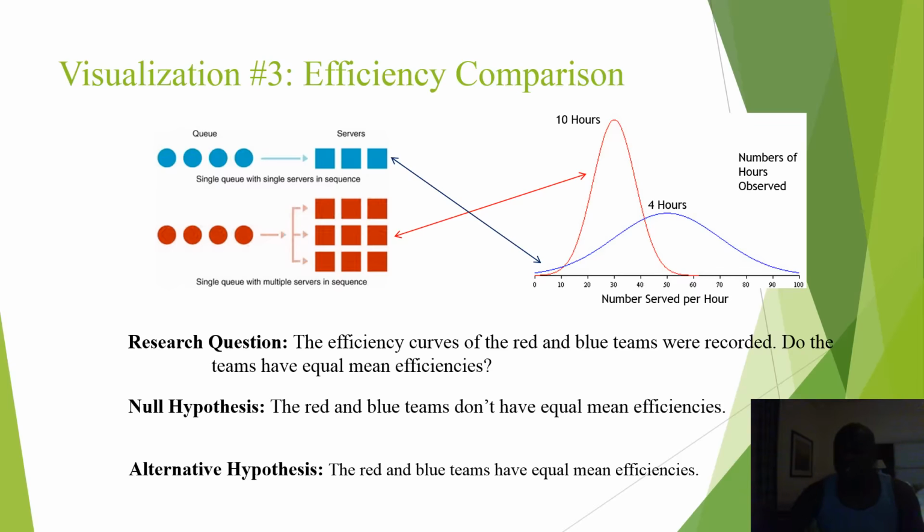In visualizing the bell-shaped curve for the red team compared to the bell-shaped curve for the blue team, it shows significant differences based on the number served per hour. The red team serves in a 10-hour period more than the blue team in a 4-hour period, based on multiplying the number of hours by the total number served. The alternative hypothesis here is that the red and blue teams have equal mean efficiencies.